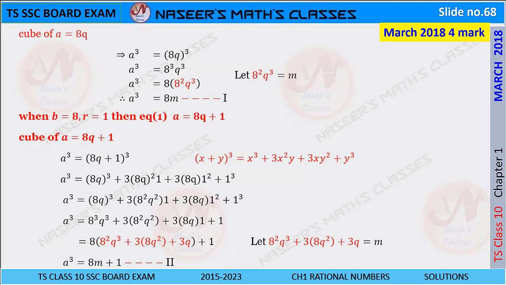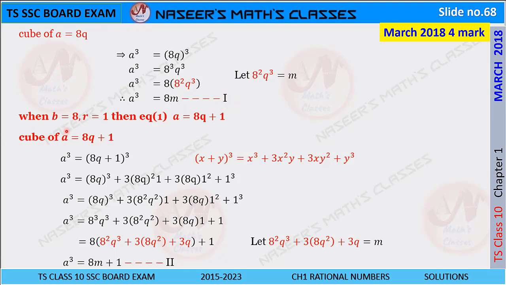According to the given problem, we have to find the cube of a is equal to 8q. Then we can write it as a cube is equal to (8q) whole cube, and this can be written as 8 cube q cube, and this can be written as 8 times of 8 square q cube. Let 8 square q cube be equal to m, then we can write it as a cube is equal to 8m. Let this one be Roman numeral 1 equation.